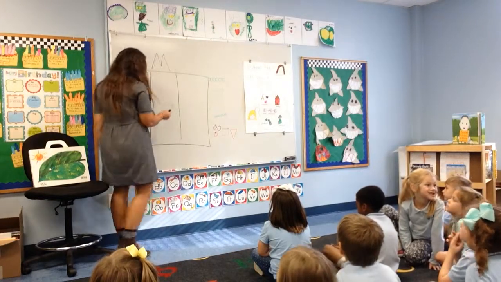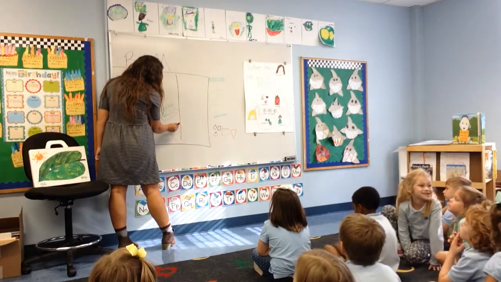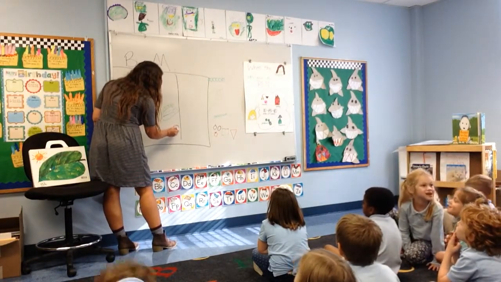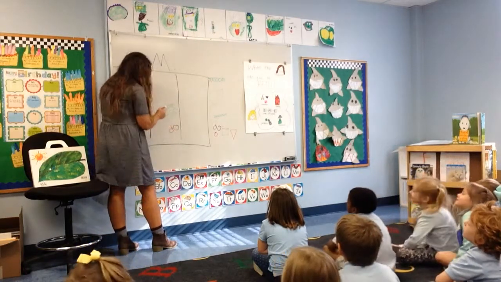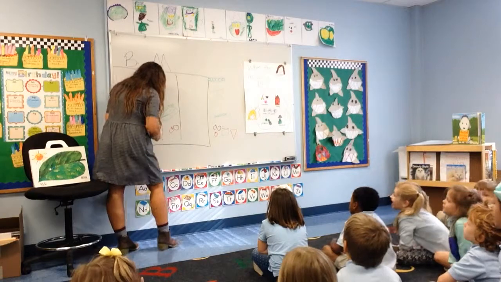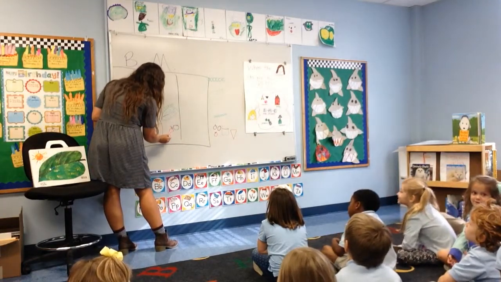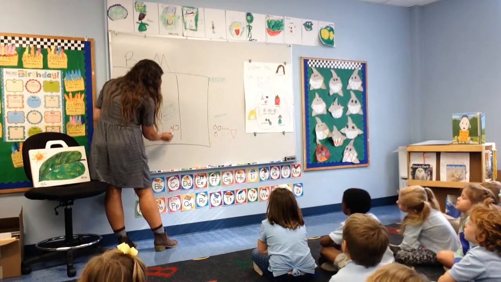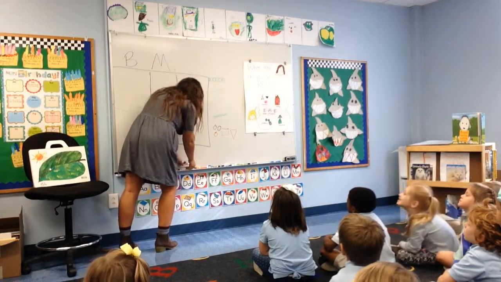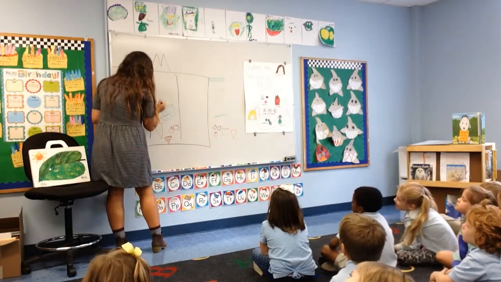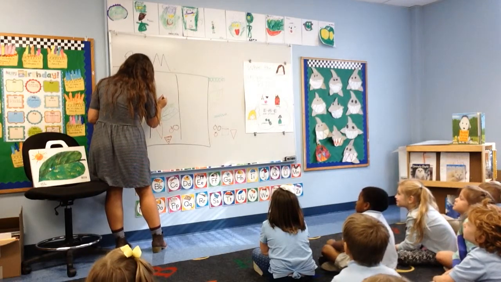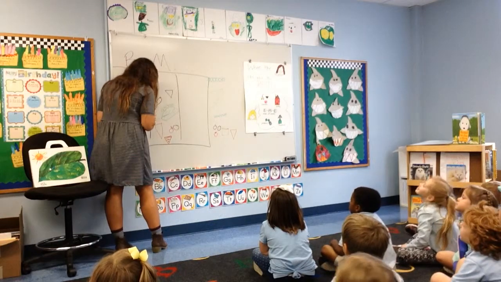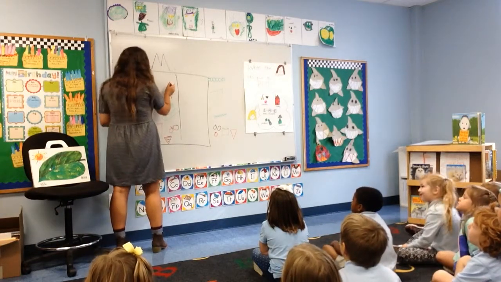All right, so what does he eat again? Let's talk about it. He eats a strawberry. He eats a plum. He eats a watermelon. Pizza? He eats a pizza, with pepperoni. And he ate a sausage. He ate some ice cream cone, pink ice cream on top.